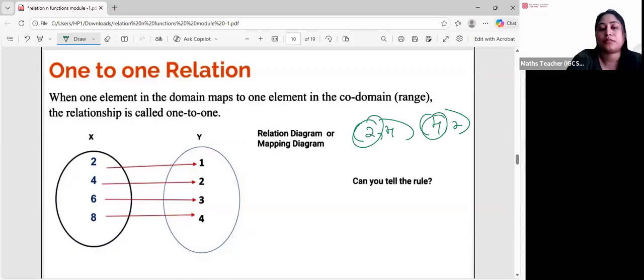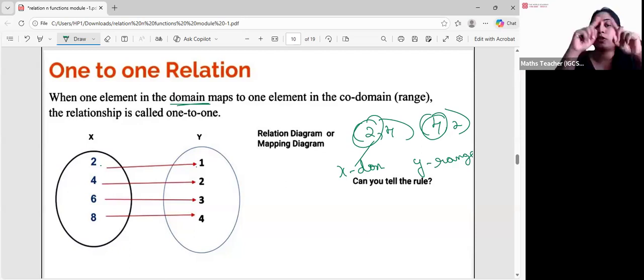Okay. So now the definition: one element of the domain is mapping to one element of the codomain or range. So one is mapping to only one element. So all the elements are mapping to only one, so we call them a one-to-one relation. When all the elements in the domain map to one element in the codomain or range, we call them one-to-one.